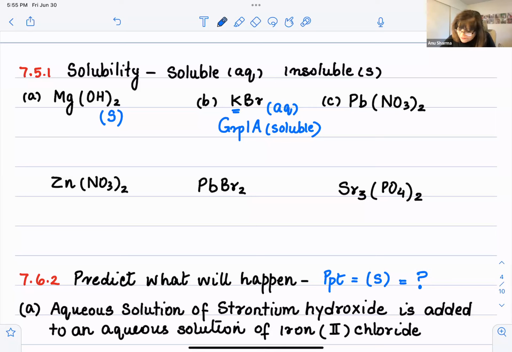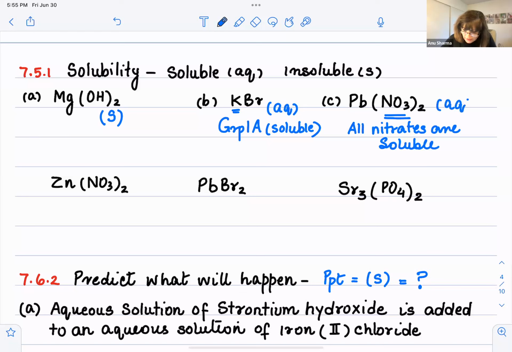Okay, lead nitrate. Here, the decisive factor is the nitrates. All nitrates are soluble. So if this is soluble, it is aqueous. Okay, zinc nitrate, once again nitrate, soluble, so aqueous, right?